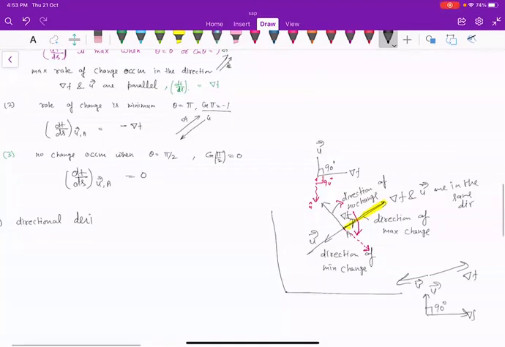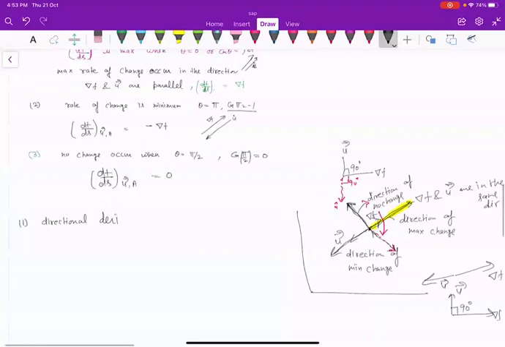Okay, so we are taking a case whenever del f is in this direction and both are in the same direction, maximum change. If one is in this direction, another is in this direction, minimum change. And when they are perpendicular to each other, either in this direction or in the opposite direction, that means there is no change. Okay, so it is not a proper diagram, only to make you understand. So you can understand it in this way.